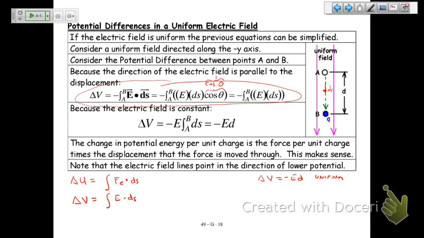The change in potential per unit charge is the force per unit charge times the displacement that the force moves through. This makes sense. You're getting a lot of things thrown at you at once, but everything we say makes sense. Note the electric field lines point in the direction of low potential.